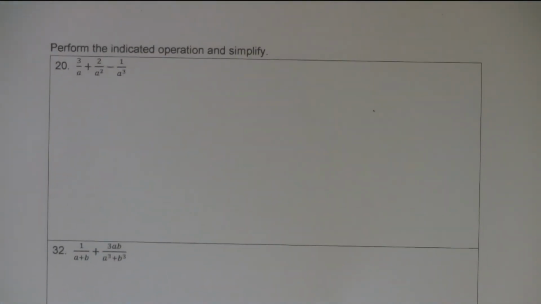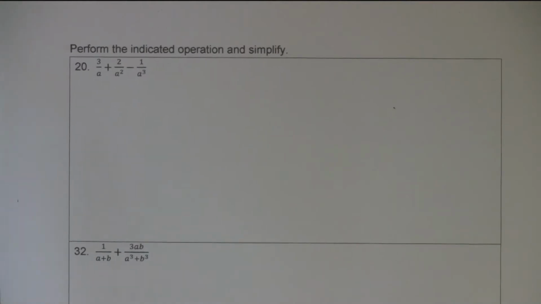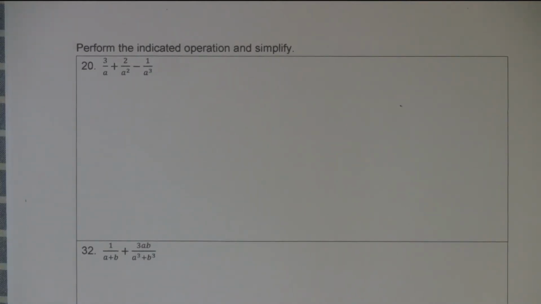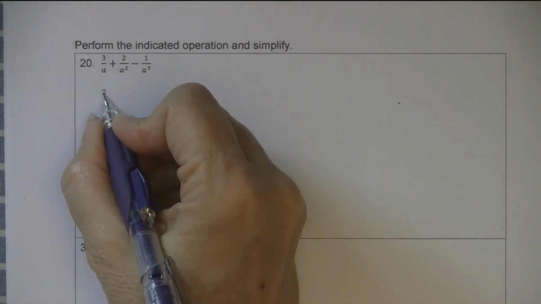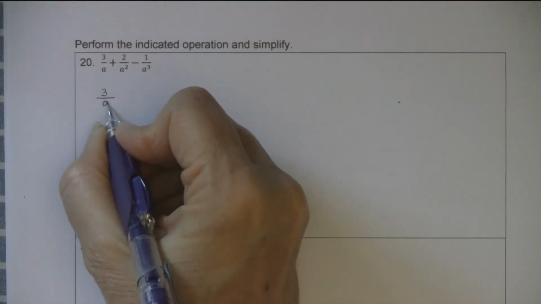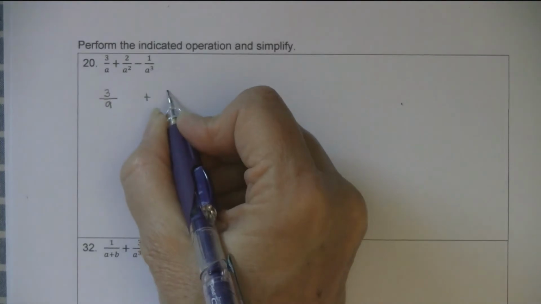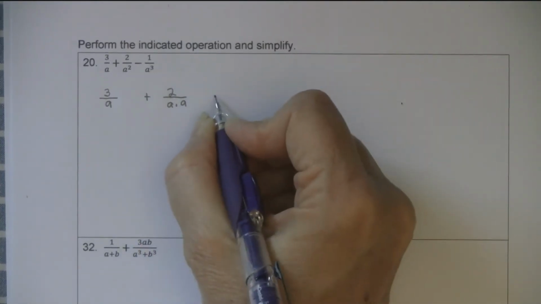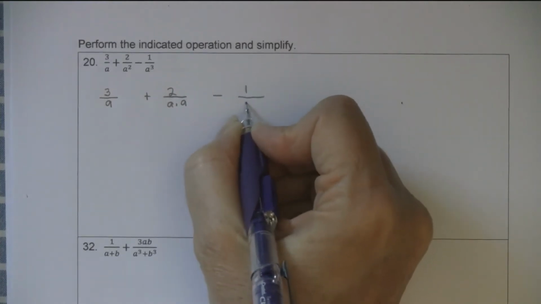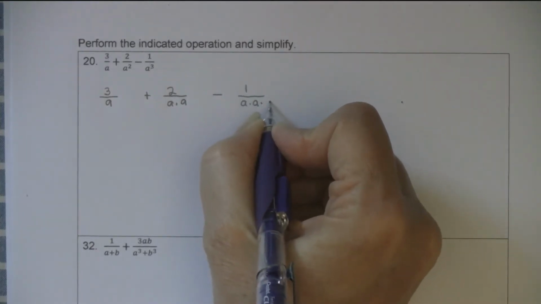Okay, so here's one that doesn't have a common denominator. So what you want to do, this is a monomial too, just like that was a monomial. And so I'm going to leave myself some space. 3 over a plus 2 over a times a minus 1 over a times a times a.